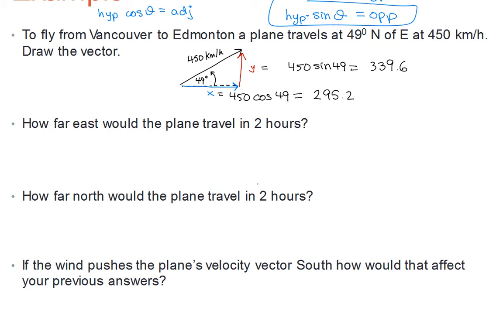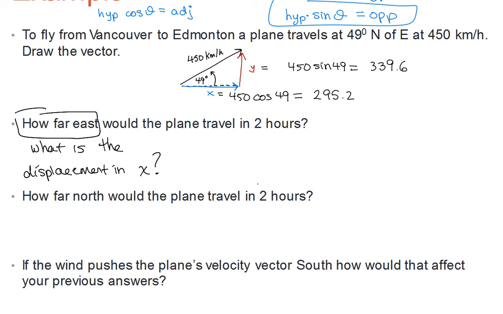The question says, how far east would the plane travel in 2 hours? The plane isn't just traveling east, it's also traveling north, right? But the question is specifically saying, how far east? So what it's asking is, what is the displacement in x? That's what it's asking.